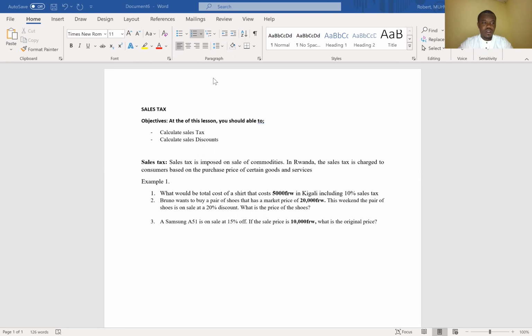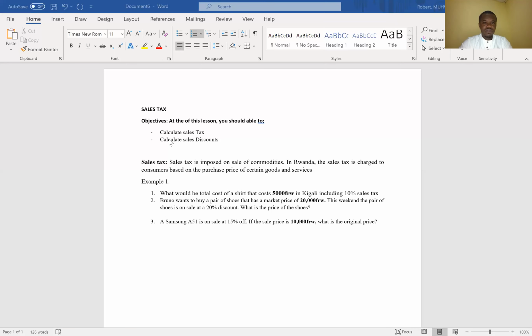I want us to go through sales tax. It's just an additional taxation that we had covered at school. So we want to see how we can calculate sales tax very fast. At the end you must be able to calculate sales tax and different discounts that are given on the market when you go to buy, let's say during Christmas or other times, when they give you a discount. You should be able to know how much you should pay.